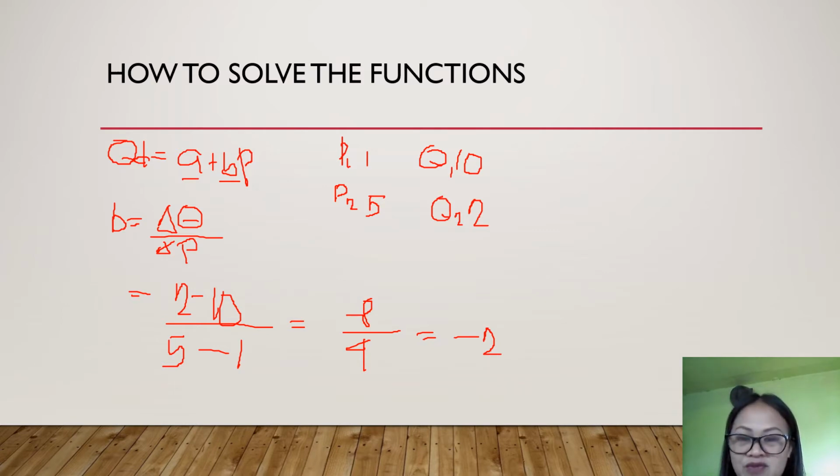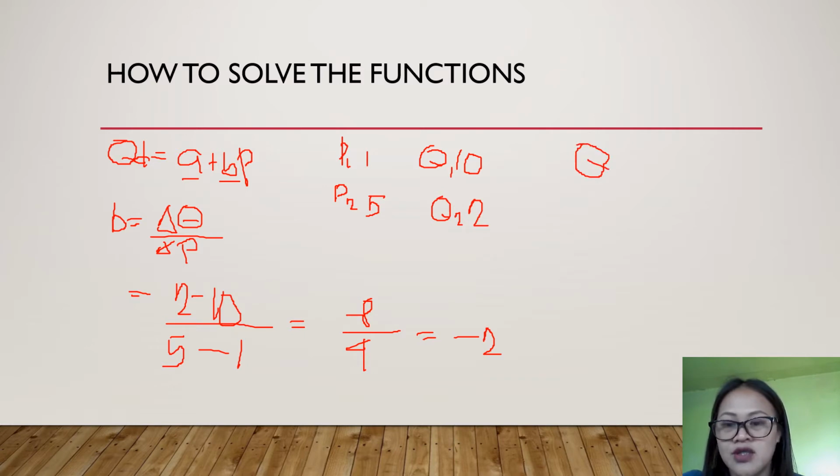Once you have the slope of the function, immediately substitute it into your quantity demand function. So, pag sinubstitute natin siya doon, it will give you A plus negative 2P.